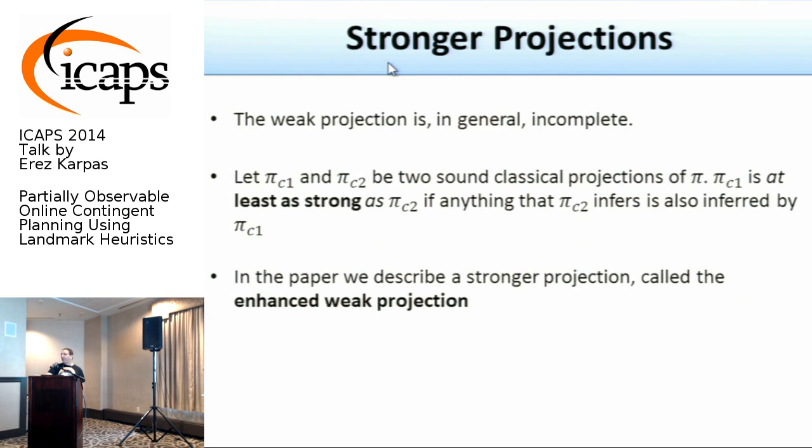Okay. Now we can also define the notion of one projection being stronger than another, and that's basically what you imagine it to be. Projection pi C1 is stronger than projection pi C2 if pi C1 can infer everything that pi C2 can. And in the paper we have a projection called the enhanced weak projection, which is stronger than the weak projection. It basically joins some observation and sensing actions in a pattern that is apparently quite common. But I won't go into the details here.